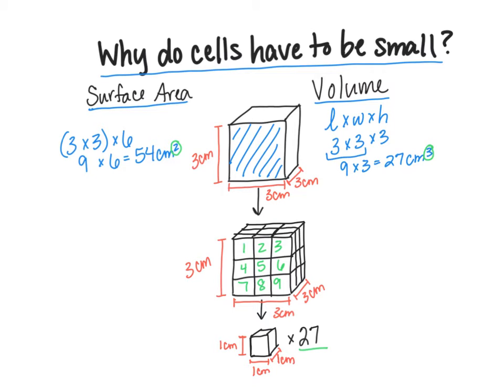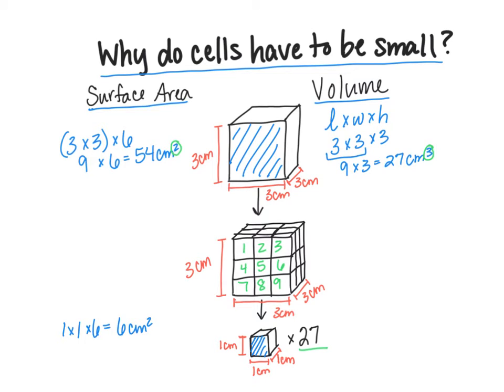So now let's take a look at the surface area and the volume of our new boxes that we've taken by cutting down this big box into 27 smaller boxes. To calculate the surface area, we'll take the length times the width of one side. So that will be 1 times 1. And then because it's a cube, we have 6 sides, which gives us 6. So 1 times 1 gives us 1 times 6. So our answer is 6 centimeters squared.